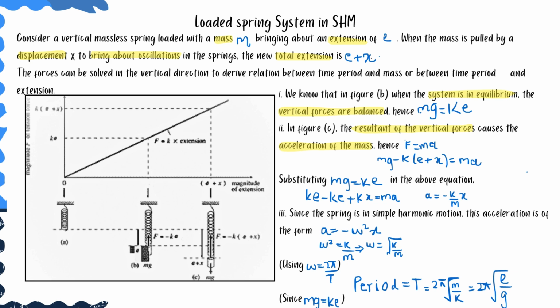Now if we substitute the equation in part 1 into the equation in part 2, we get a is equal to minus kx over m. We calculated earlier that if the system is in simple harmonic motion, its acceleration will be equal to minus w square x. Now if we substitute the values of a over x from the equation above, we get w is equal to under root k over m. Now since mg is equal to ke and our angular frequency is equal to 2 pi over T, if we want to find the period of the system, we'll get the equation T is equal to 2 pi under root e divided by g.